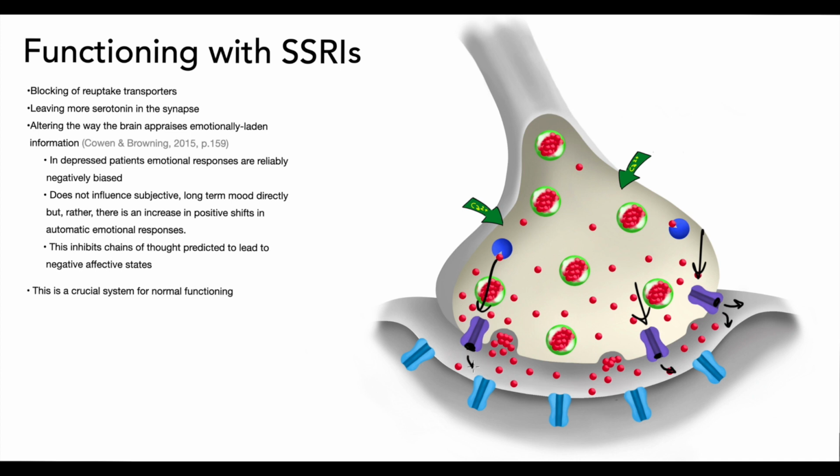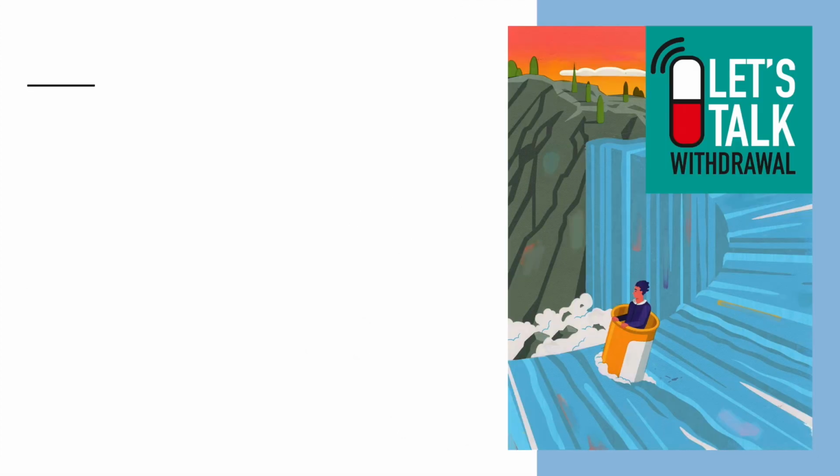This floating around of more serotonin in the synaptic cleft essentially forces an increased rate of attachment to serotonin receptors. This decreases depressive emotional states and allows the neurological message to be passed further downstream. This has been associated with small positive shifts in automatic emotional responses. Hopefully now you understand why this is such a crucial system for normal functioning.